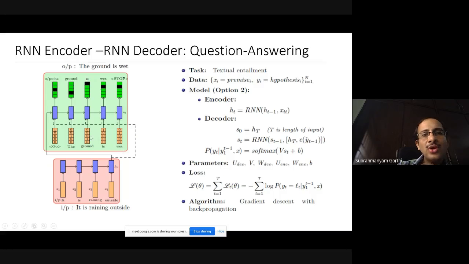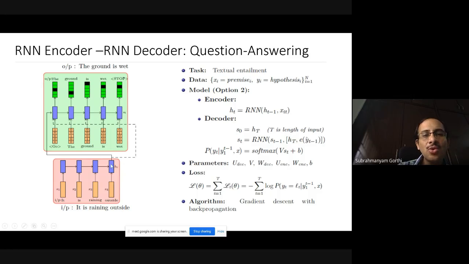If I want to do machine translation, what are the encoder and decoder? Or question and answering, what are the encoder and decoder? What do you think? The encoder, from the question, I want to know what the question says. It has different words in it. From each of these words, I want to know the features of these words, or the collective features of these words.